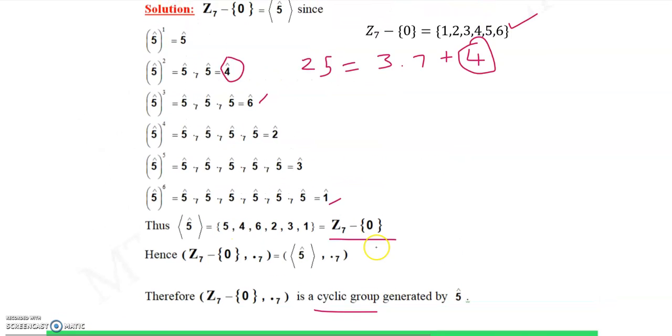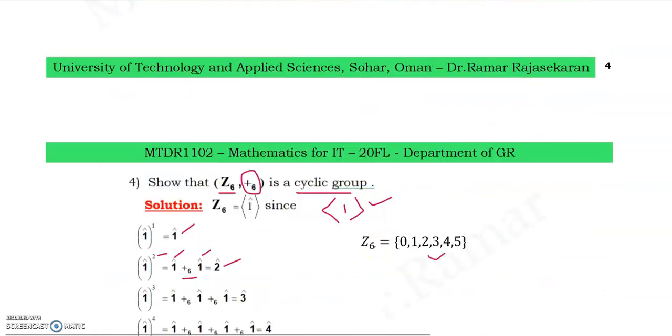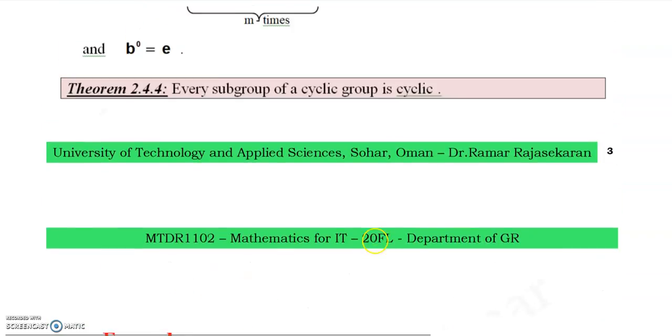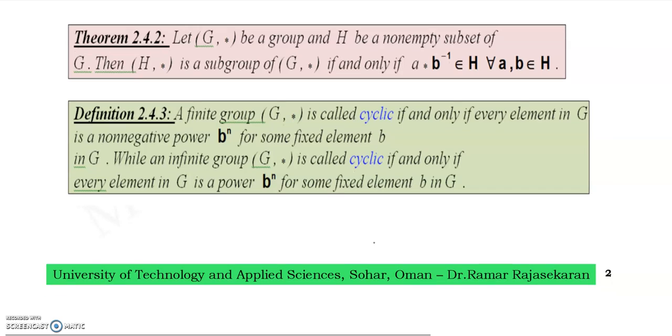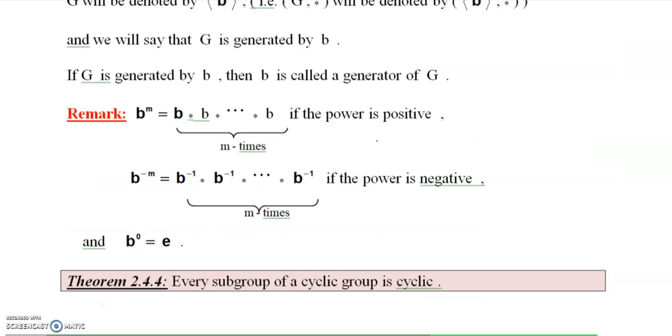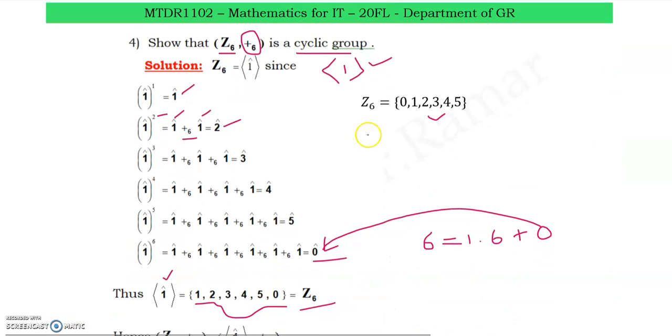Now you see here, that is given in the definition of the cyclic group. We take a finite group G with operation star, and it is called cyclic if and only if every element in G is a non-negative power b power n for some fixed element b. Yes, we take some finite group. Actually this is the group; already we know this is a group.